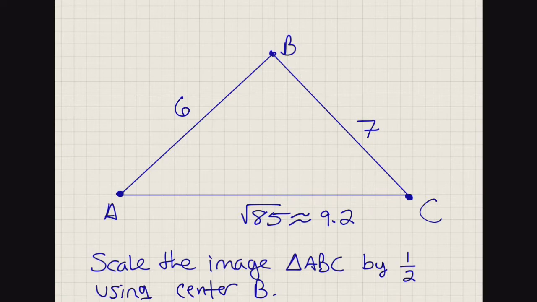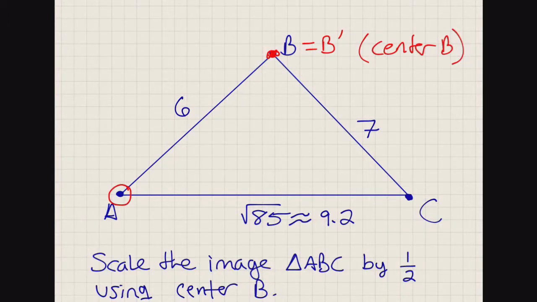Okay, what they mean by that, ladies and gentlemen, is that you're going to scale it, but you're going to hold B in the same spot. So point A is going to move, and point C is going to move, but point B is going to stay in the same spot. So I'm going to put a new point, B prime here, in the same spot. This is center B. And now that I'm scaling it by half, where do I move point A to?